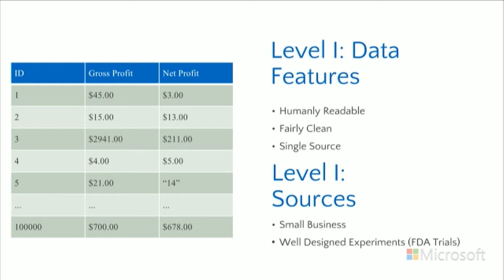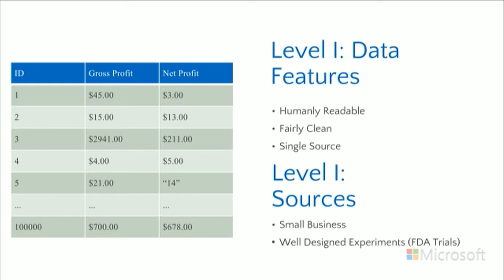These level 1 data types are generally pretty humanly readable. So there's not 1 million or 2 million or 100 million lines of data. It's something that you could read through and scroll through yourself. Maybe there's 100,000 of them, you could still do that yourself in a reasonable amount of time. So humanly readable, usually fairly clean, so you're not having to change a lot of things, maybe a few things that you're going to have to go through and edit. And it's usually coming from a single source.